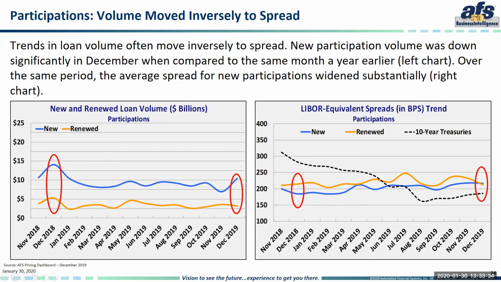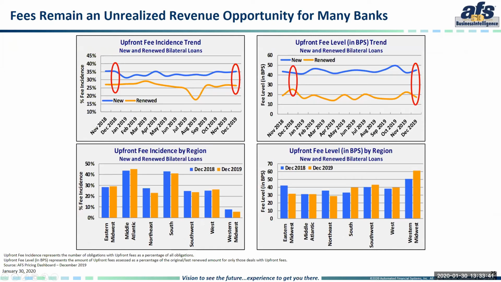Next, we look at the final layer of our market review. Slide 25 focuses on commercial loan fee performance. This slide provides insight on how frequently upfront fees are assessed, shown here as the fee incidence, and the total amount of fees assessed, or the fee level. The chart at the top left of this slide shows that on a year-over-year basis, the fee incidence rate has not changed for both new and renewed bilateral loans. On the top right, we can see that the fee level for new loans edged higher in December, rising above the level seen a year ago, while the level for renewals was below the level reported a year earlier.